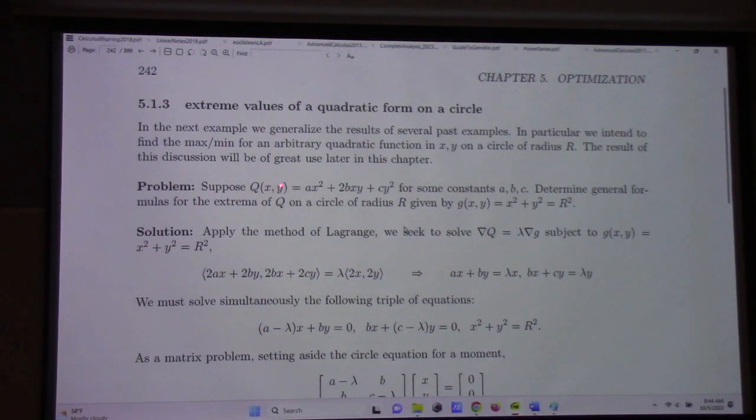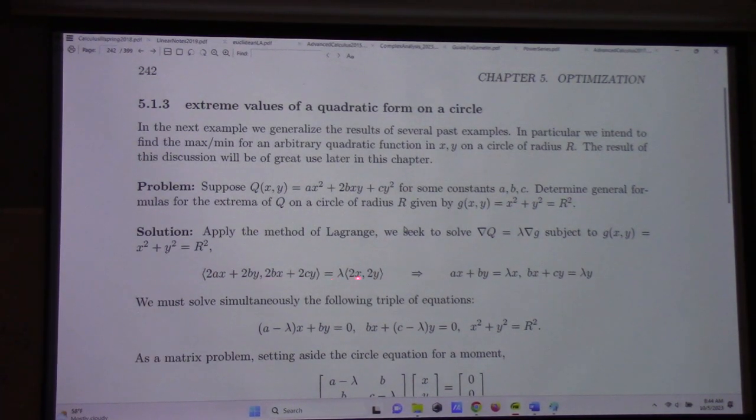This is what's called a quadratic form because it's quadratic, and that's the arbitrary form a quadratic can take if it's all of degree 2, which is what we're interested in for this problem. And I just want to analyze where this is maximized and minimized on the circle of radius r centered at the origin. And so how do I solve that problem? Lagrange multipliers, right?